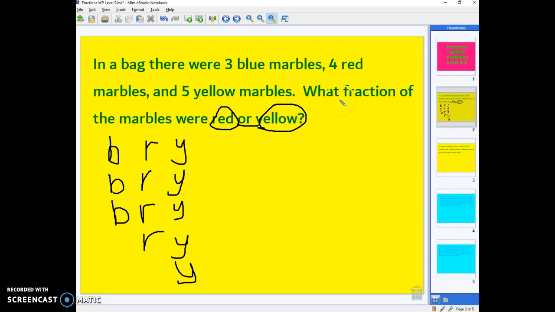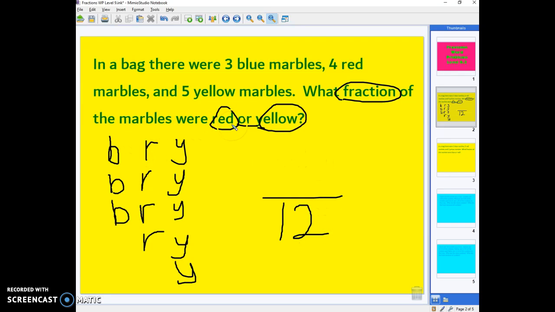So I see the word fraction here, and I know I'm going to have to draw a fraction bar. So fractions, I need a numerator and denominator. So I'm going to make my denominator all the marbles that I have in this bag. So I've got 3 plus 4 would be 7, plus 5 more would be 12 marbles altogether. So that's what my denominator is going to be.